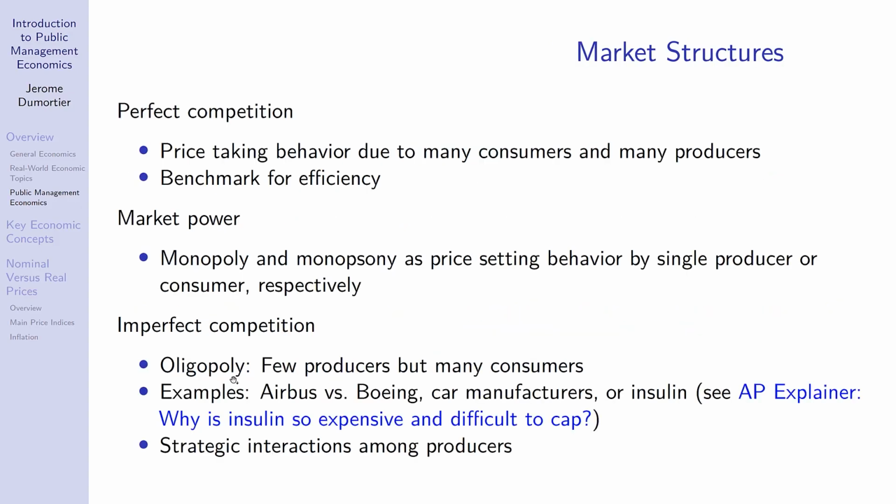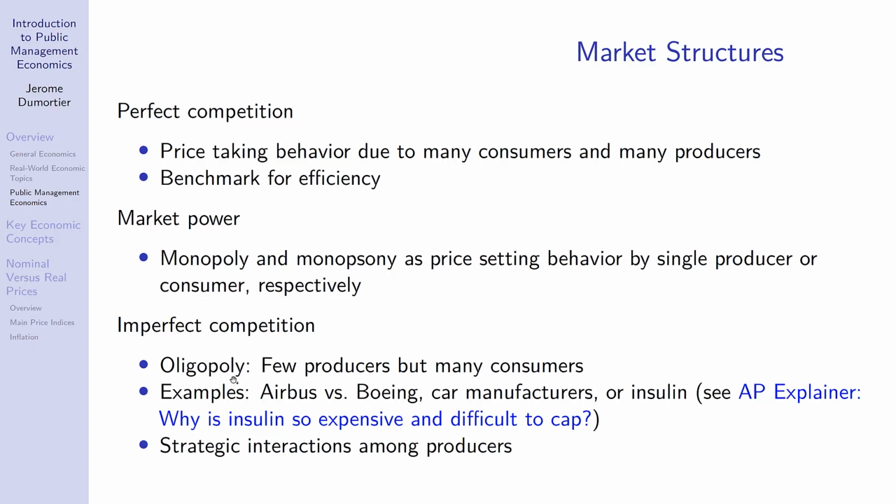Once demand and supply are covered, we shift to the analysis of market structures. Market structures differ in their degree of competition. Perfect competition is the benchmark. Many buyers and sellers, with no one able to influence prices, lead to efficiency. At the other end, monopoly and monopsonies occur when a single producer or consumer sets prices. Oligopolies lie in between, with few dominant producers.